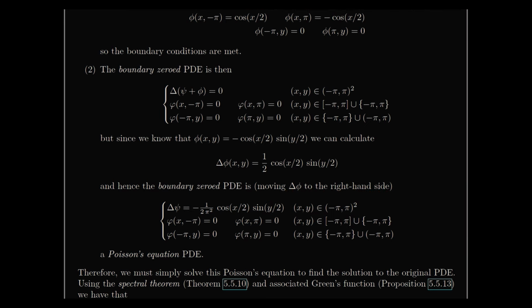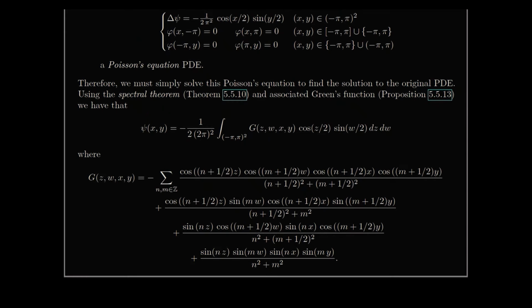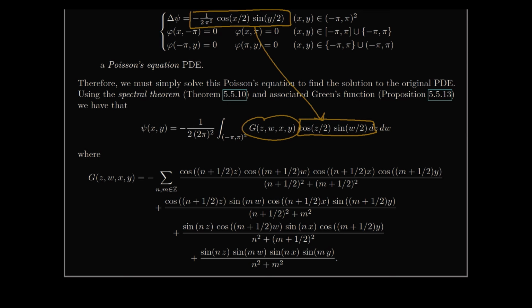It's kind of the bread and butter of Green's functions, right? Homogeneous equations. And so we just use spectral methods, theorem 5.5.10, proposition 5.5.13, to say that my solution is literally just the right-hand side, the inhomogeneous term, against the Green's function. And I find the Green's function by finding the eigenvalues of this operator on that domain. In this case, they end up being sines and cosines.